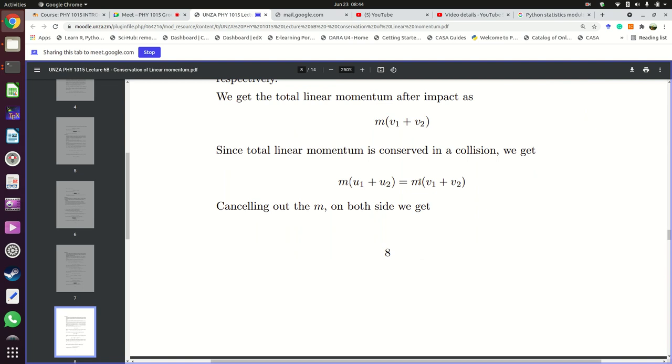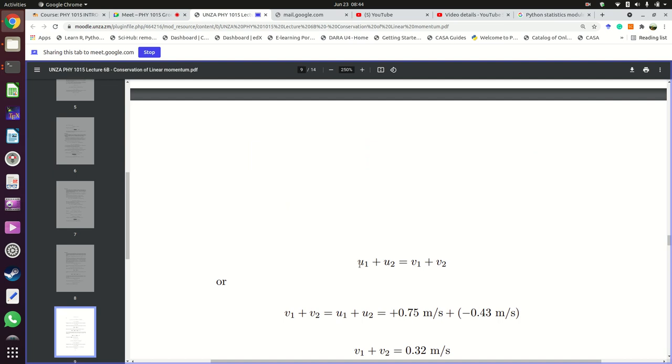But the M which we have here on both sides of this equation is the same. So we can cancel out the M. When you cancel out the M, what you remain with is this one. You remain with U1 plus U2 is equal to V1 plus V2.